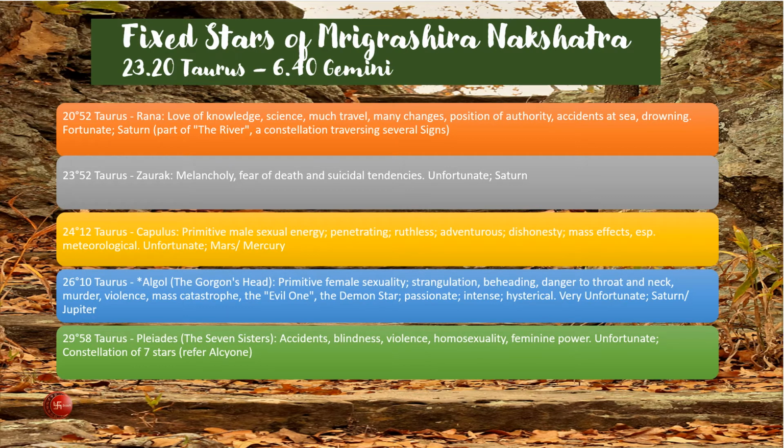And here we have quite a few fixed stars in the Mrigrashira Nakshatra, but one of the most known is the Seven Sisters. In that fixed star, you would find the constellation of the seven stars, and you can have accidents, blindness, violence. But there are other things that we can deal with once we know what the fixed stars give, that we can plan for and we can address once we deal with you and your specific kundali.